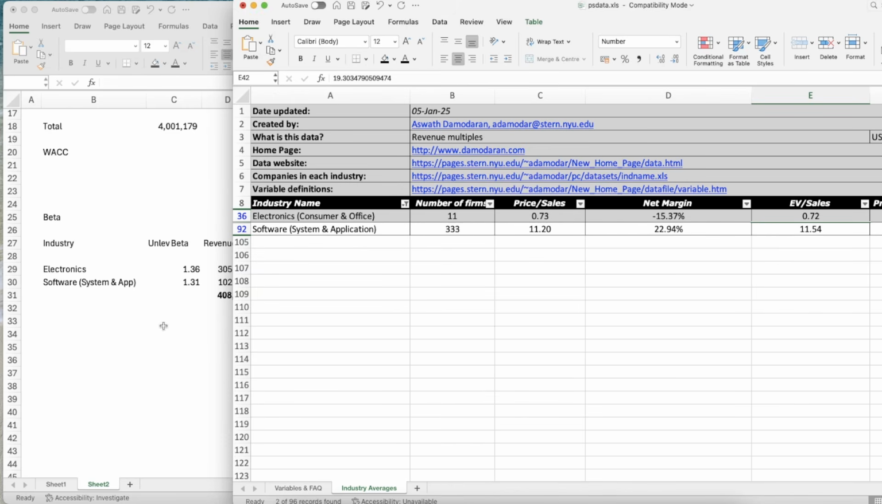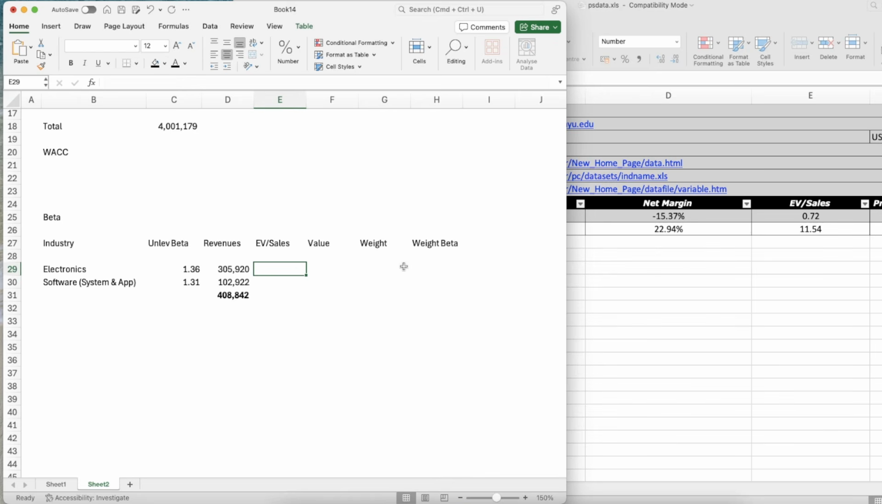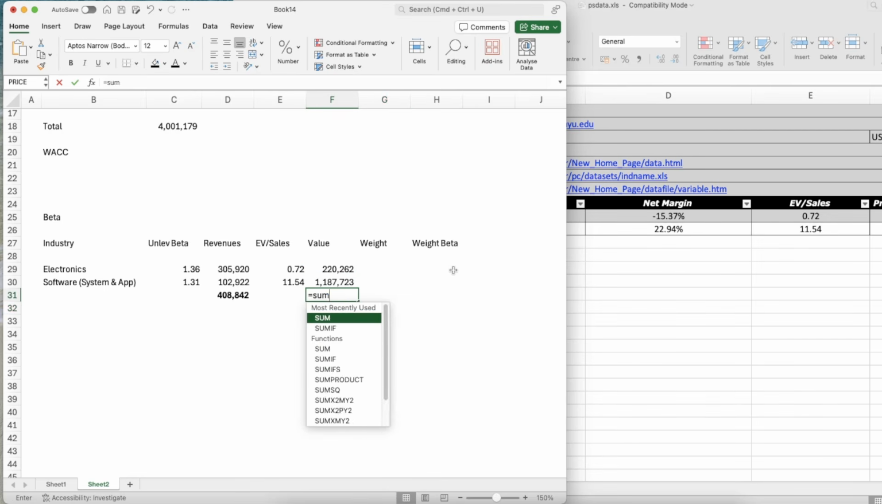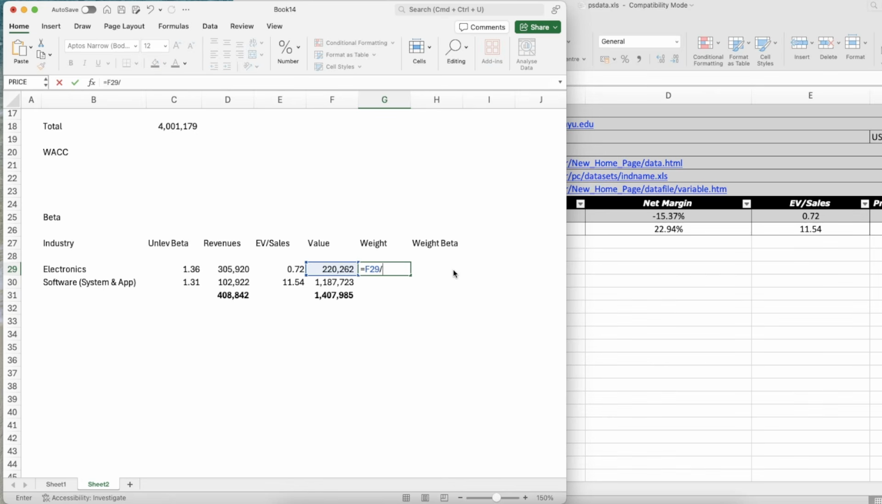So the value of the electronics part, we would say, is you multiply that by the EV to sales, and we get 220 billion. Then we do the same for the services bit. We sum those up, and now we want to work out what the weight is.